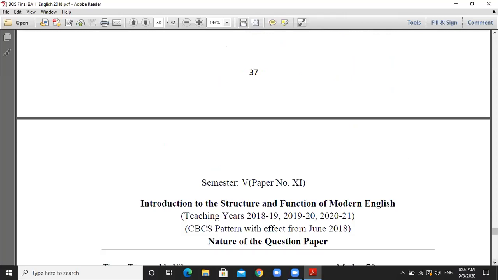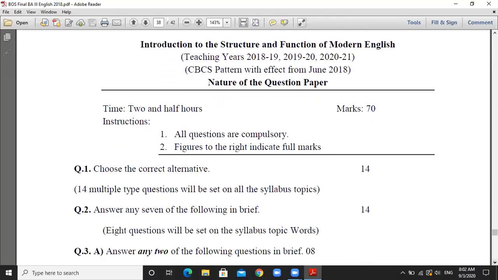So let us see the pattern, or nature, of the question paper. Introduction to the Structure and Function of Modern English, nature of question paper. Time is 2.5 hours, marks 70, right? Instructions are: all the questions are compulsory, because all 5 questions we are expected to answer. And figures to the right indicate full marks. So these figures which are here on the right side indicate full marks.